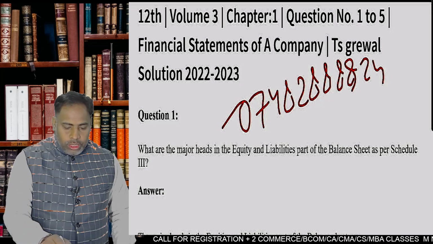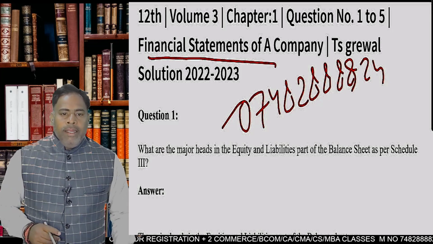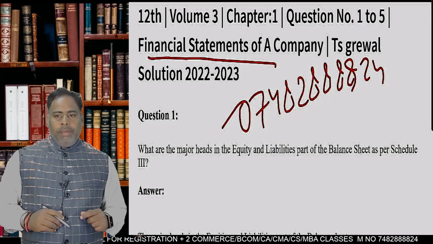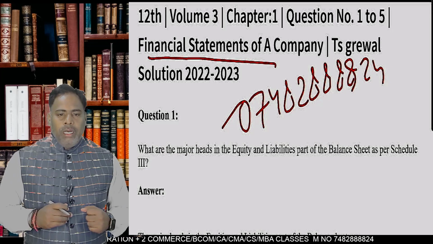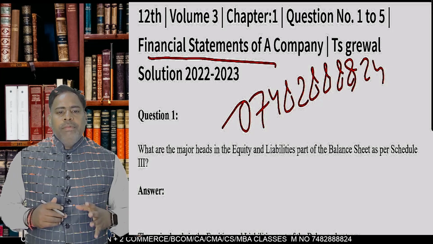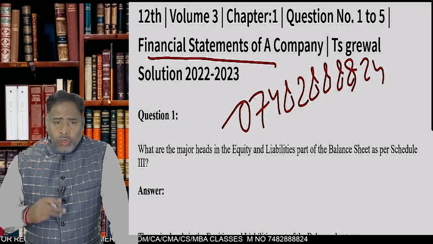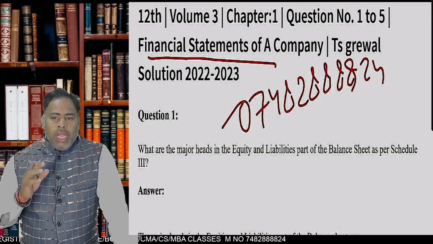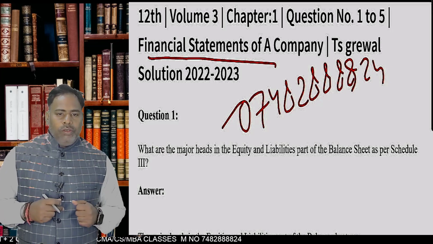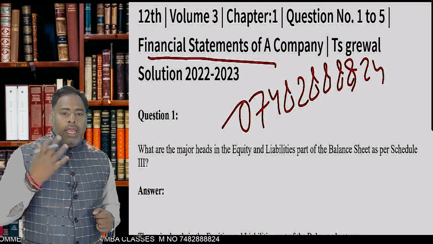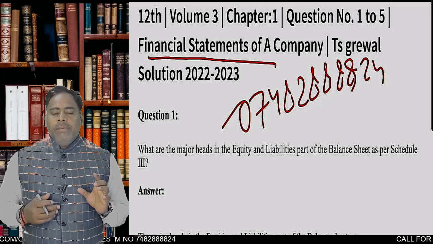So let's start with this topic, that is volume 3 of T.S. Agarwal, financial statement of the company. So what is a financial statement? A financial statement is nothing but a statement of accounts which is prepared by the company. It includes the balance sheet, the P&L account, and the cash flow statement, which help the company in showing the result. What does the balance sheet talk about? The balance sheet talks about what the assets and liabilities are for a particular date.